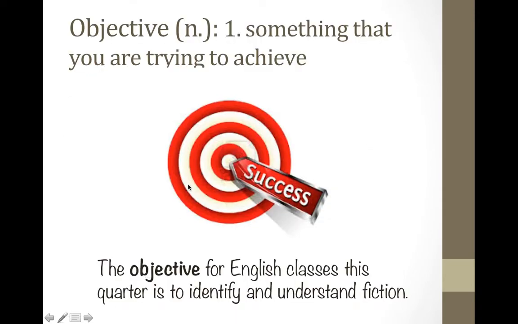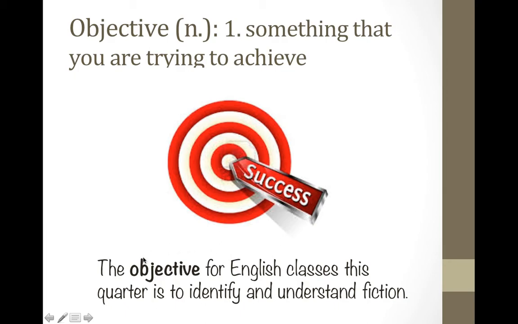Let's check each one of the definitions and let's go over an example of each one. Objective, used as a noun, means something that you are trying to achieve. Okay. Let's look at the example for this definition. The objective for English classes this quarter is to identify and understand fiction.